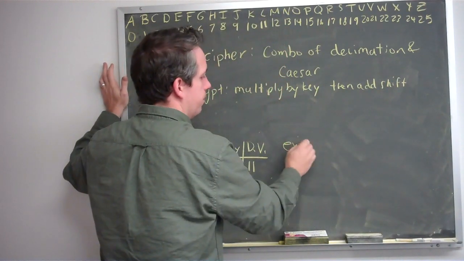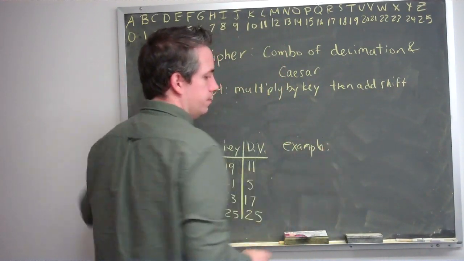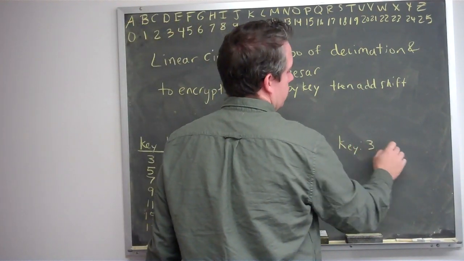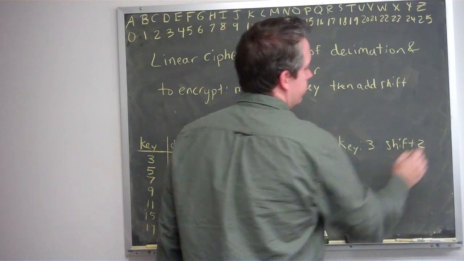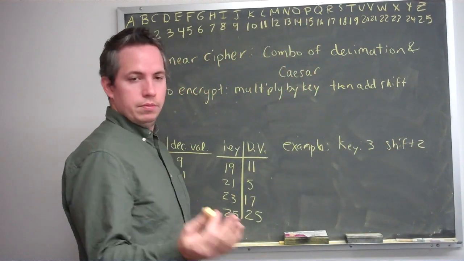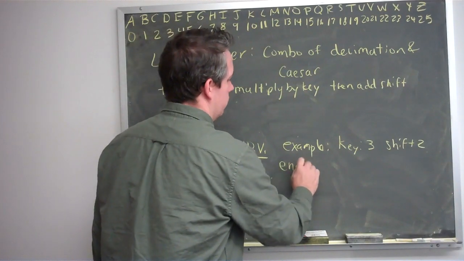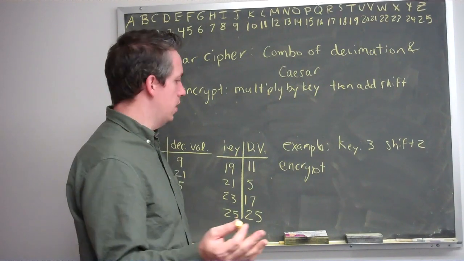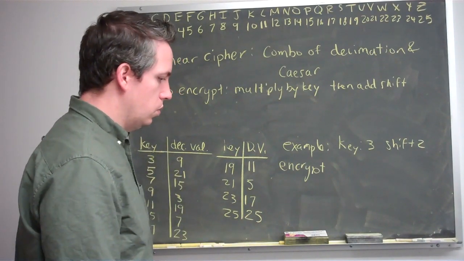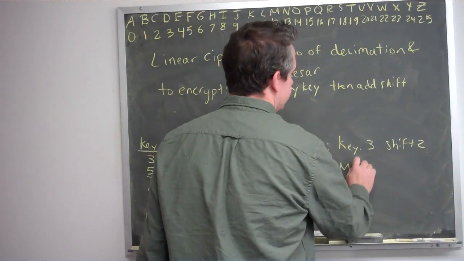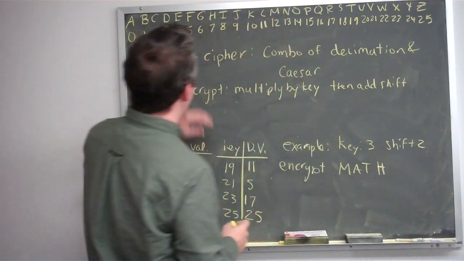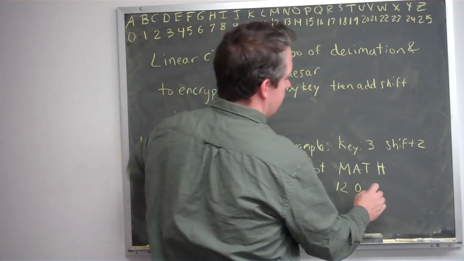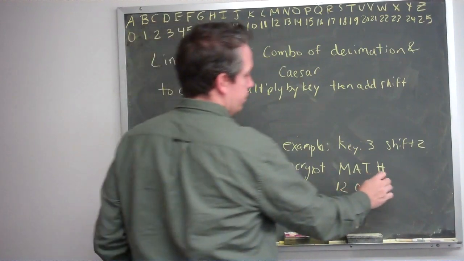So, example: suppose we want to use a key of 3 and a shift of 2, and we want to encrypt, let's say, who knows, let's do math. Well, then I'm going to do the exact same thing I've done before. So 12 for M, 0 for A, 19 for T, and H is a 7.